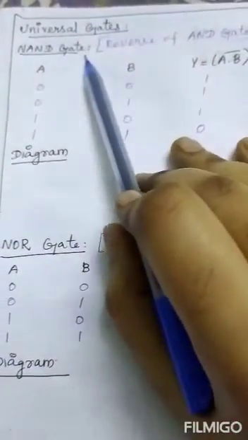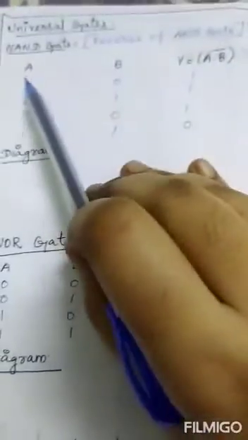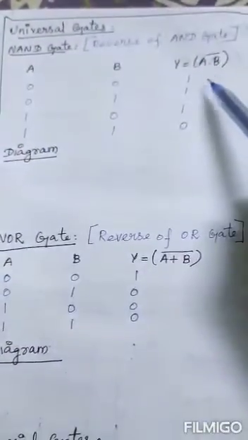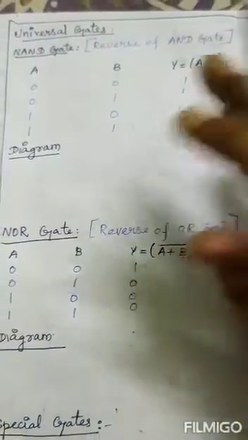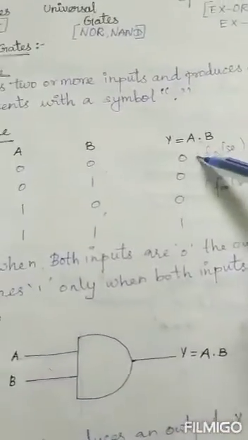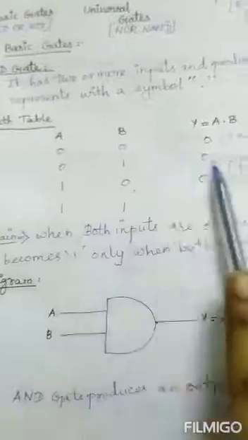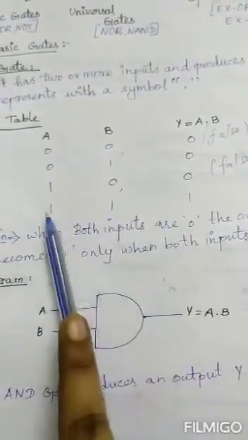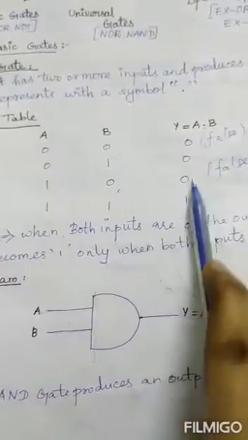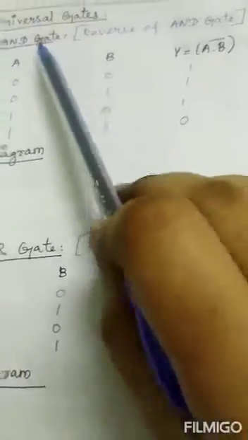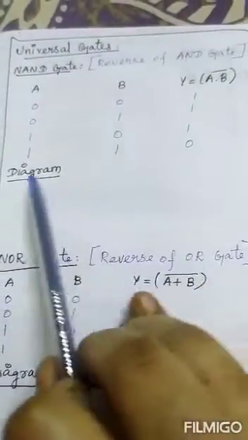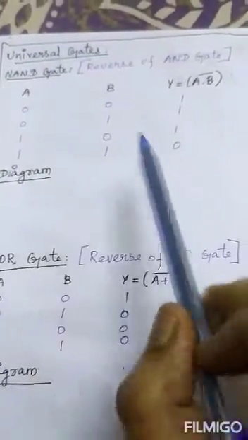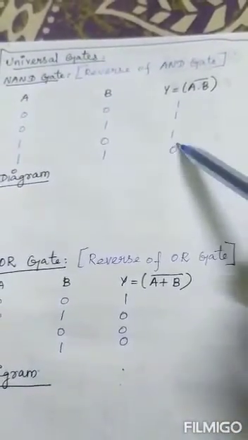Universal gates. NAND gate, reverse of AND gate. A, B: 0, 0, 0, 1, 1, 0, 1, 1. My output will be the reverse of AND gate. See here in this AND gate, the output becomes true only when both the inputs are true. Otherwise, it's false. But in NAND gate, it will become false only when both the inputs are true. It's just the reverse. There were 0, 0, 0, 1.